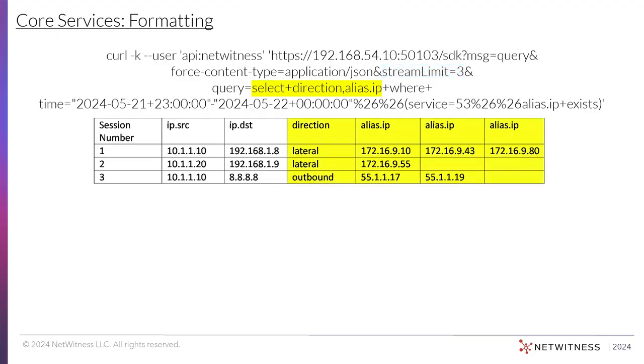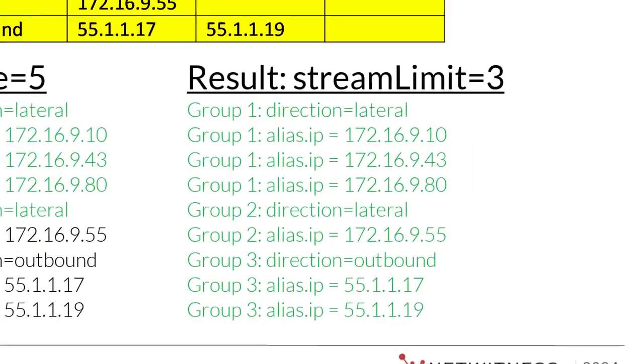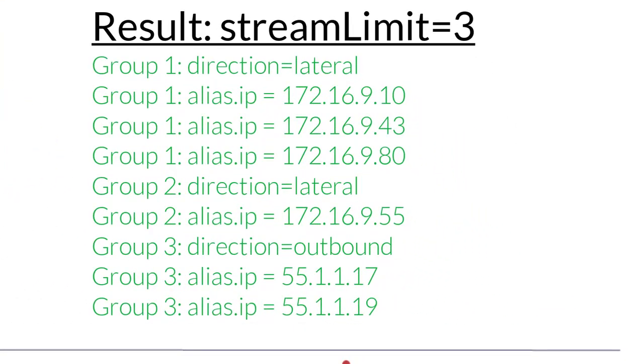Pretend that our DNS traffic looked like this, where one session could have up to 3 different alias IP values. If we issue the query with a size of 3, you would see that only 3 items are returned. This is why it's important to understand how the query results are returned, because a row in this case is not like a row in a table. It's a row in the way a query returns data. A stream limit of 3, on the other hand, provided all of the requested metadata within 3 sessions without caring how many individual rows of data there were.